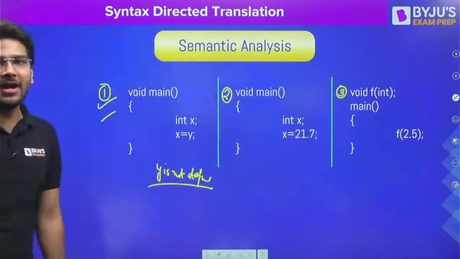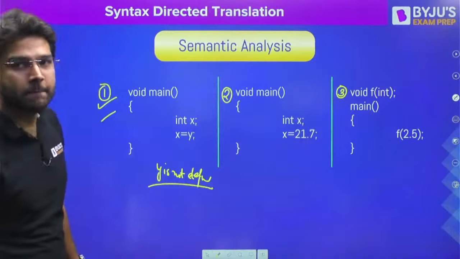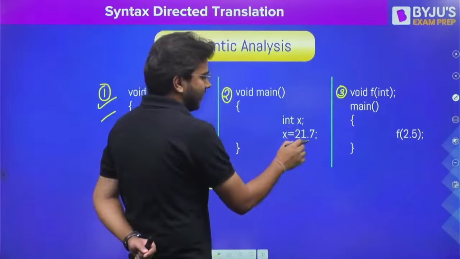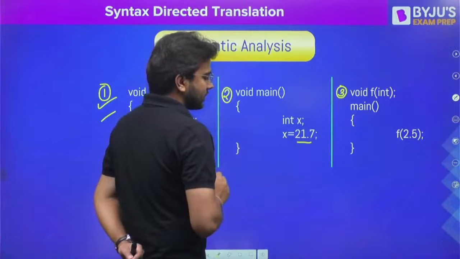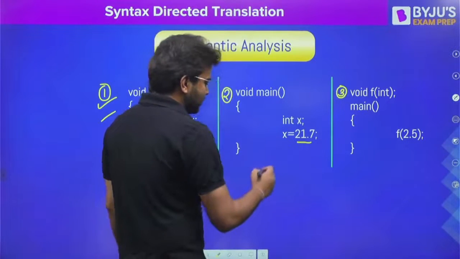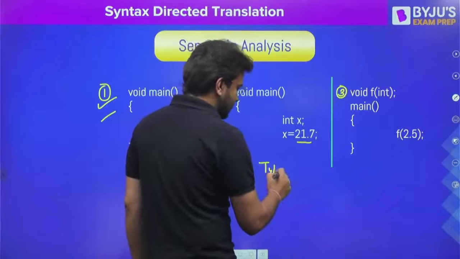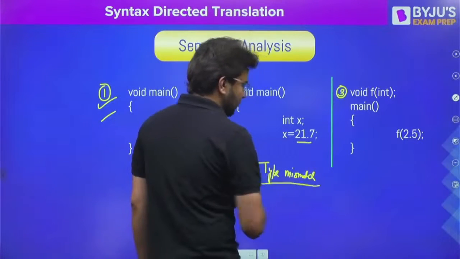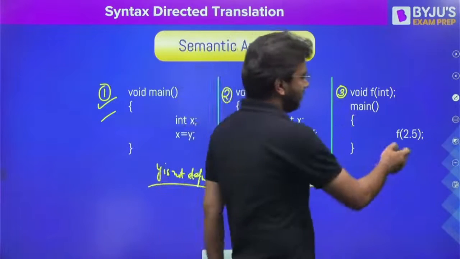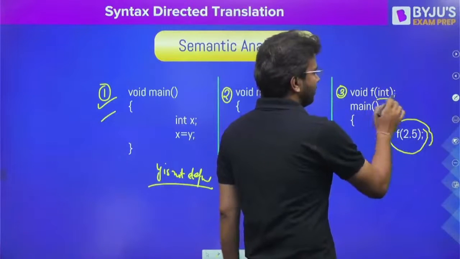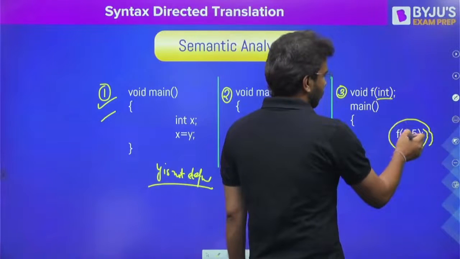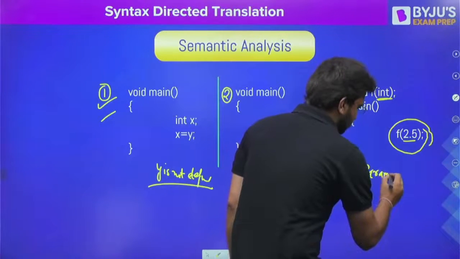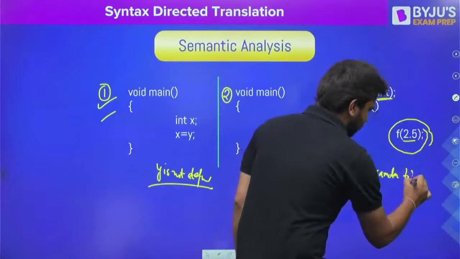Will there be any semantic error in this second example? What do you say? Here we have int x and we are assigning a float value to integer x, right? So in that case, again it is going to throw the error, which is type mismatch. And what about this one? The same thing: the function is being called and here we have an integer value. So here it is going to be a mismatch. We can say parameter mismatch. Parameter type mismatch.